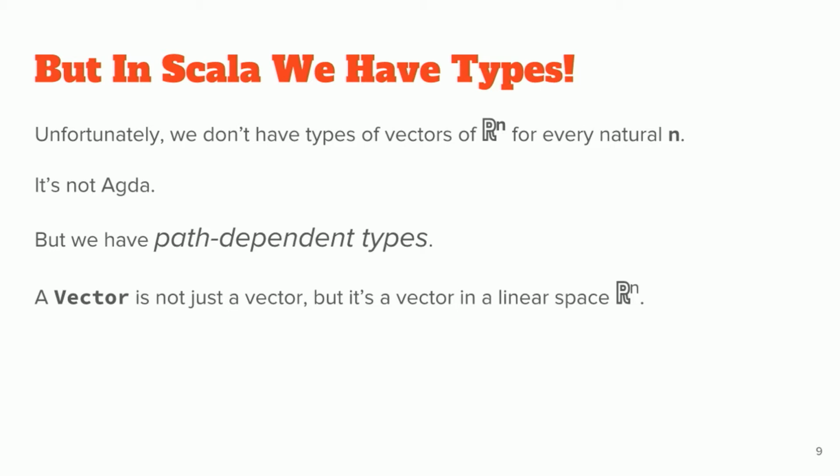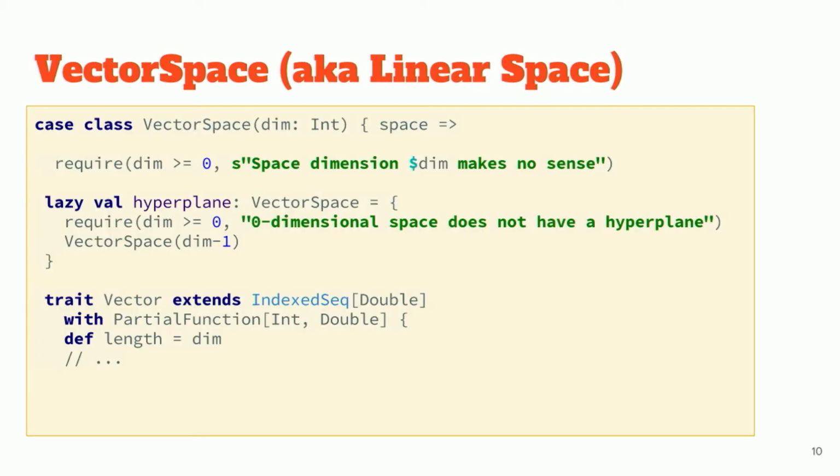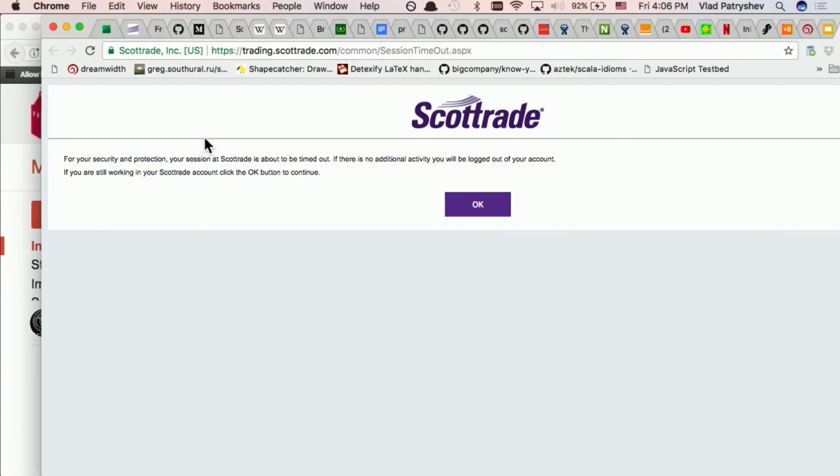So with one more trick, we can make a vector, not just an individual container of an array, but a vector in a linear space. And that linear space is an instance in which vector is a type. So that's how it is. Linear space, vector space is kind of a synonym in this specific context in my talk. So we define a case class VectorSpace with a certain dimensionality, like n-dimensional space.